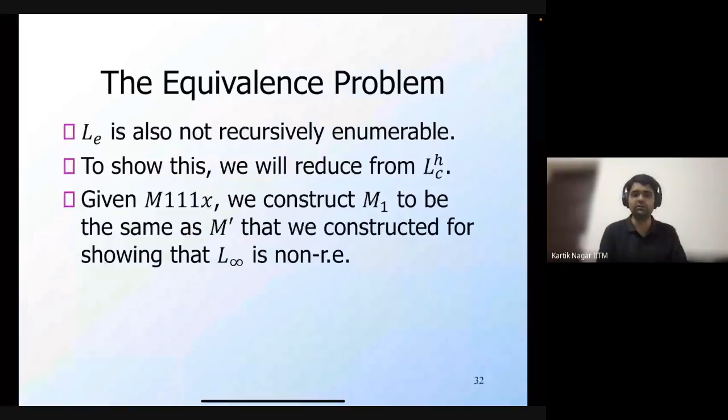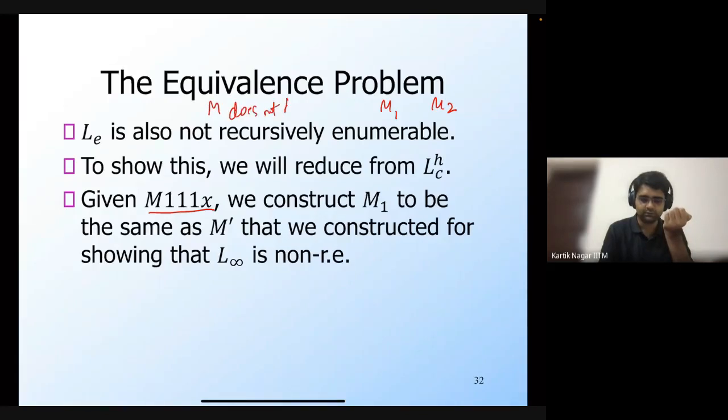So the instances of the complement of the halting problem are of the form M11X, such that M does not halt on X. Given such an instance, I need to construct an instance of LE. So I need to construct both M1 and M2, and I need to construct them in such a manner that M does not halt on X if and only if the language of M1 is equal to the language of M2.